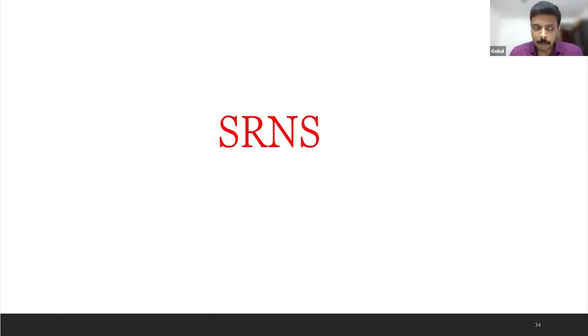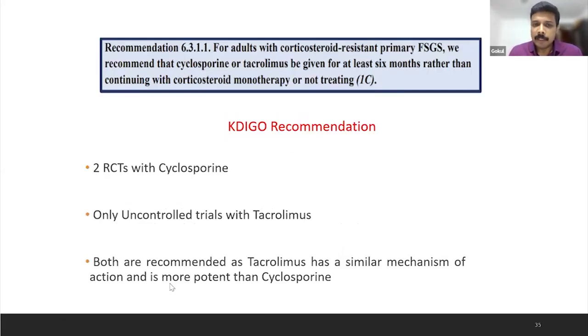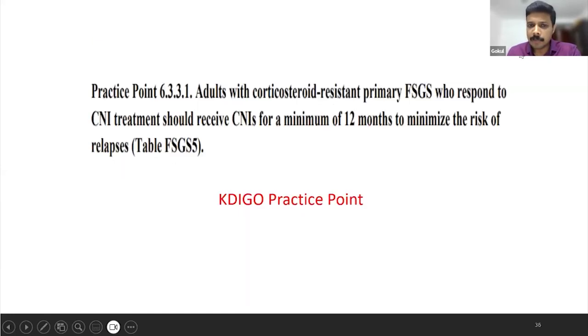So going on to steroid-resistant nephrotic syndrome, here the guidelines say that for corticosteroid-resistant primary FSGS, we can give cyclosporine or tacrolimus for at least 6 months, rather than continuing with corticosteroid monotherapy or not treating. RCTs are only there with cyclosporine. There are only uncontrolled trials with tacrolimus. So adults with corticosteroid-resistant FSGS should receive a minimum of 12 months to prevent the risk of relapses.